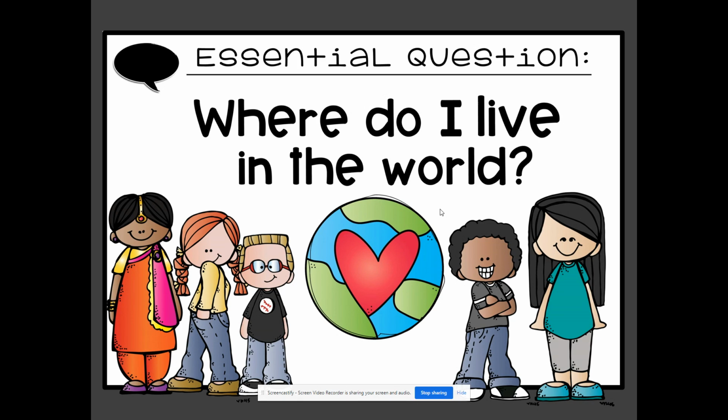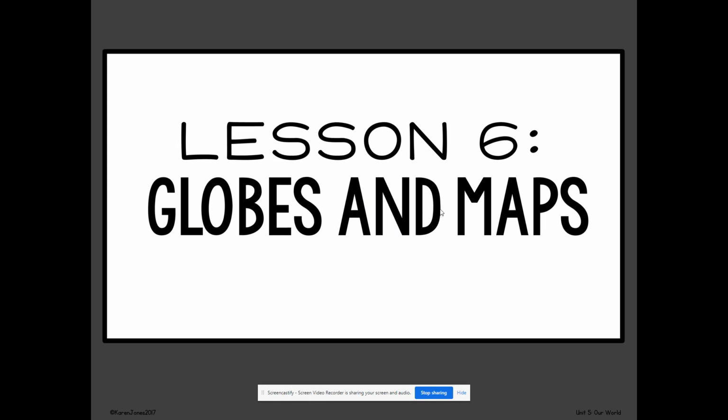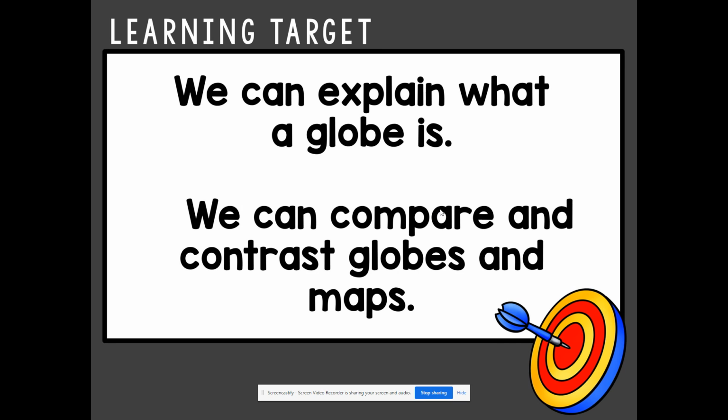Today we're going to jump into the next lesson in our world unit. We remember that our essential question is, where do I live in the world? Today we're going to talk about something different. We're going to talk about globes and maps. So we've learned a lot about different types of maps. Now let's talk about how the globe can also show us parts of our world.